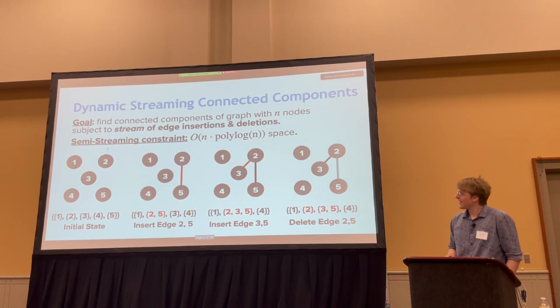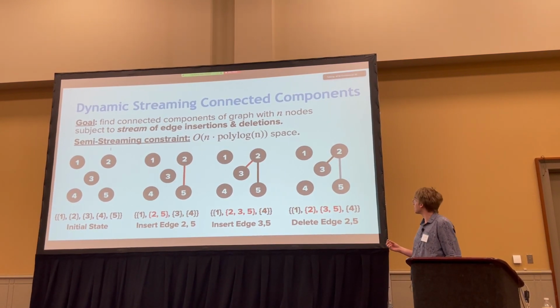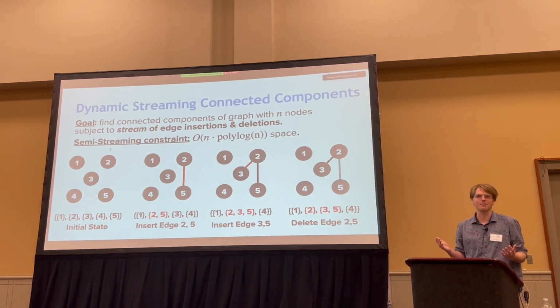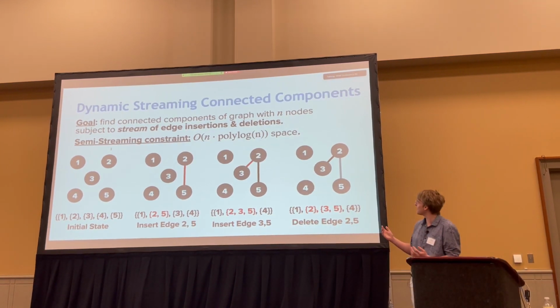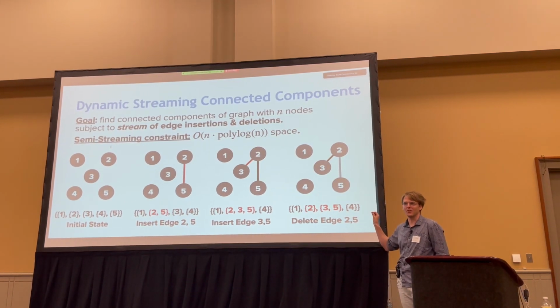And at the end, the last update in our little toy stream tells us to delete the edge between 2 and 5. So at the end of this, perhaps we're queried for the connected components of this graph. And so, of course, for this example, we'd say 2 and 3 are connected. Everything else are just disconnected little islands all on their own.